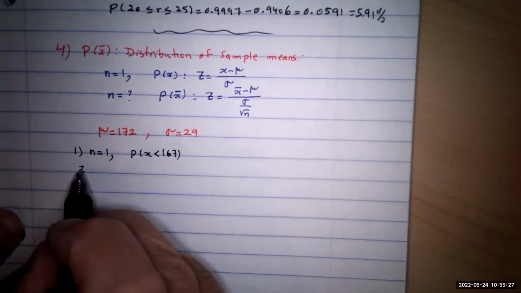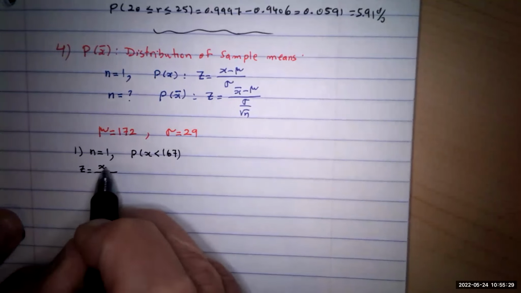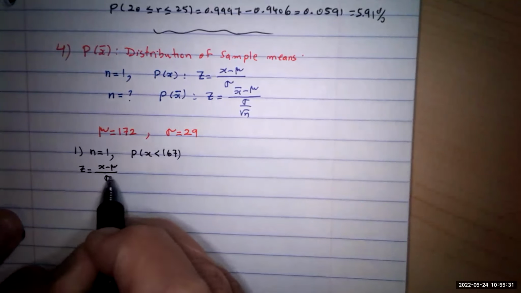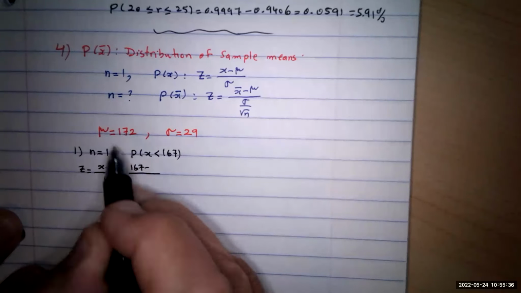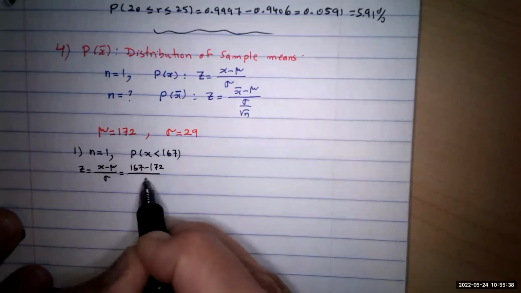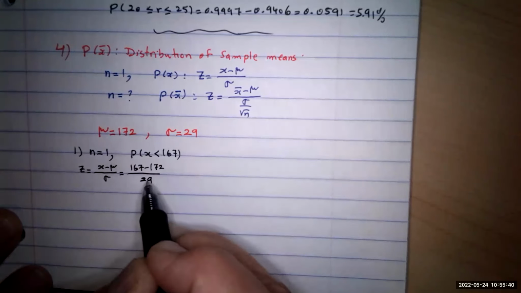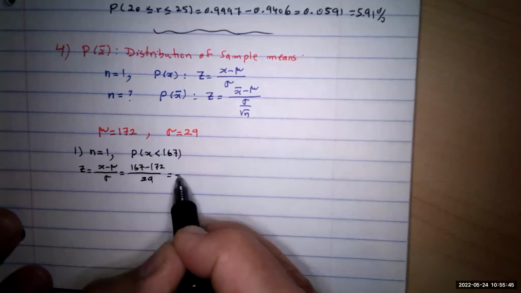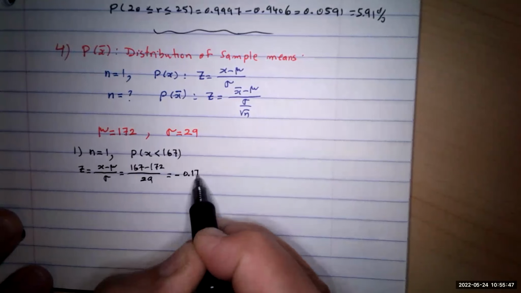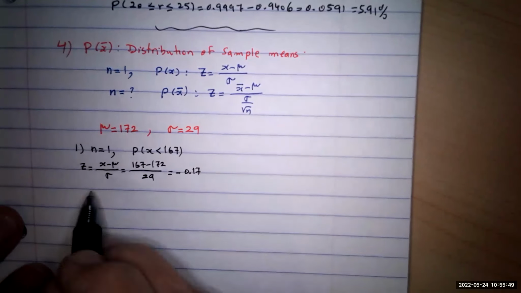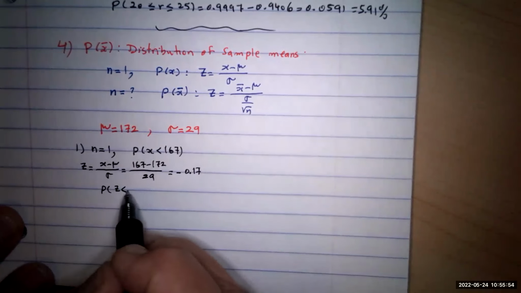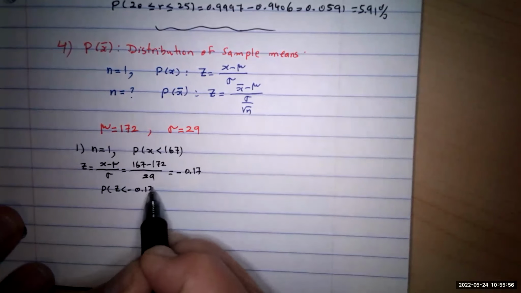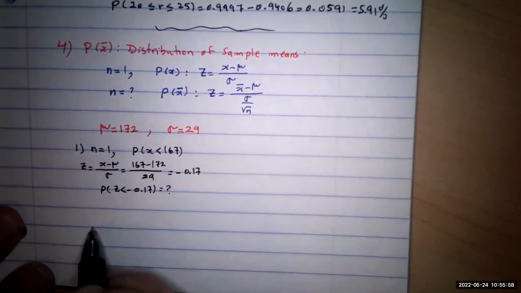Okay, so we go with the Z, which is X minus mu over sigma. And you substitute, that gives 167 minus 172 over 29. Okay, this Z number is going to be negative 0.17. So the question is going to be the probability that Z is less than negative 0.17. Again, table or calculator.